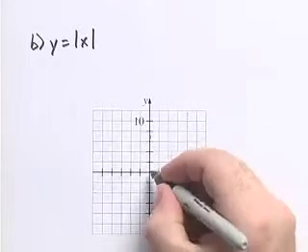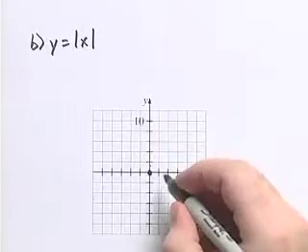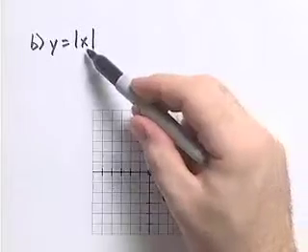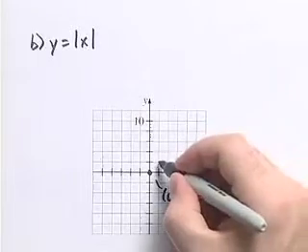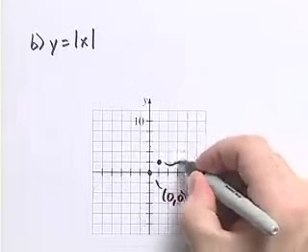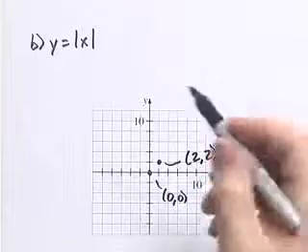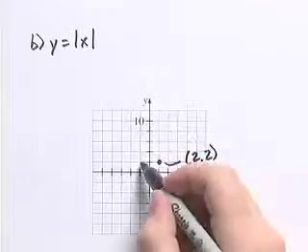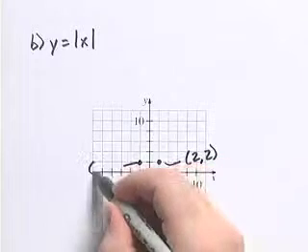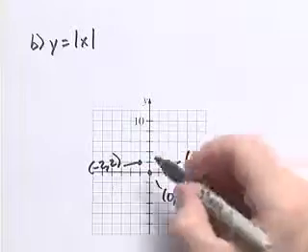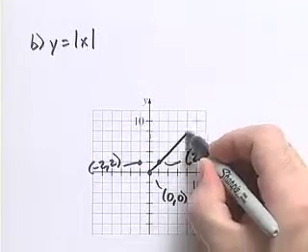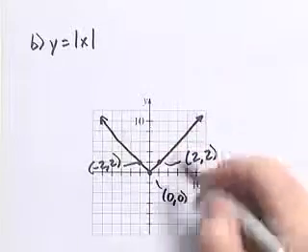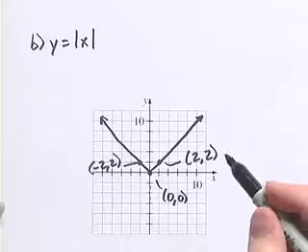To graph the absolute value of x, we're going to plot a couple of points. Start off by letting x equal 0. If x is equal to 0, y is equal to 0, so we have the point 0, 0. If we let x equal 2, the absolute value of 2 is also 2, so we get the point 2, 2. If we let x equal -2, the absolute value of negative 2 is positive 2, and so we get the point negative 2, 2. Connect our points, get our graph. And here we have the graph of our base function, the absolute value of x.